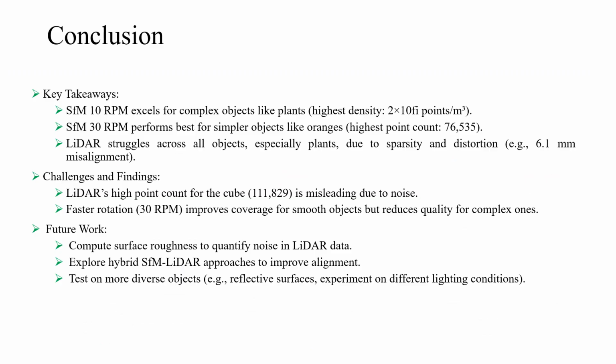The key takeaways: SfM at 10 rpm excels for complex objects like plants. SfM at 30 rpm performs best for simpler objects like oranges. LiDAR struggles across all objects, especially plants, due to sparsity and distortions. Among the challenges and findings, LiDAR's high point count for the cube is misleading due to noise. Faster rotation improves coverage for smooth objects but reduces quality for complex ones.